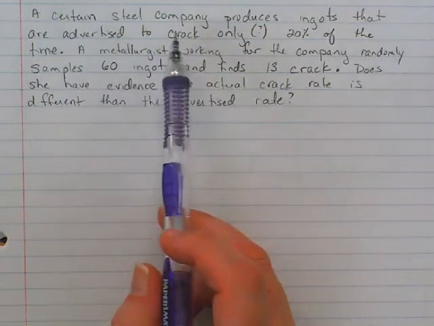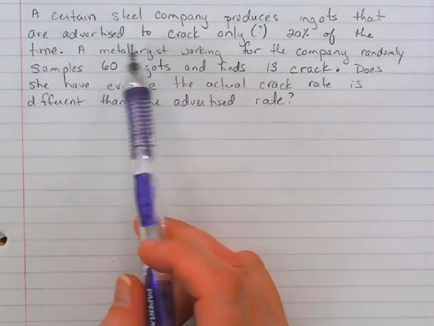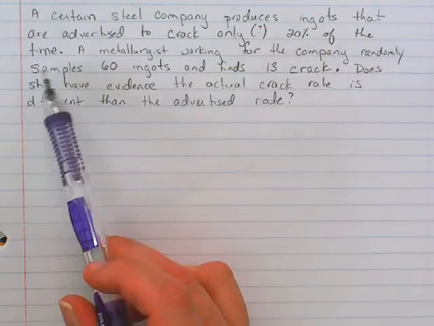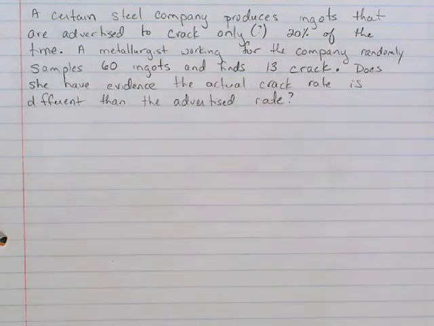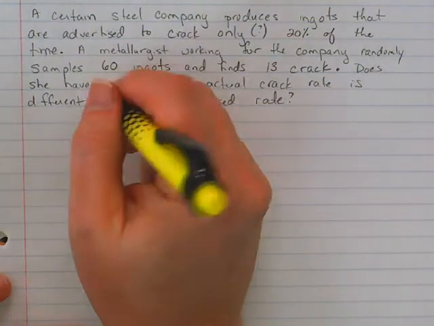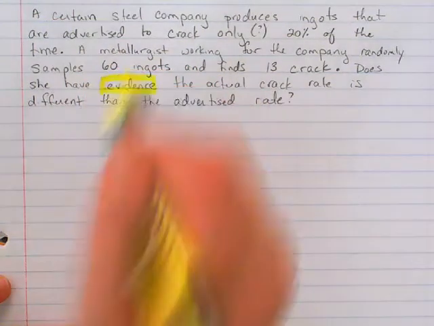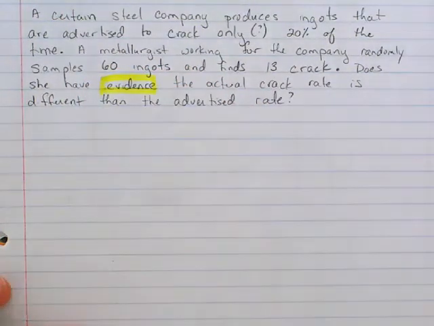A certain steel company produces ingots that are advertised to crack only 20% of the time. A metallurgist working for the company randomly samples 60 ingots and finds 13 cracked. Does she have evidence the actual crack rate is different than the advertised rate? The first word you need is evidence. Whenever you are asked, is there evidence, you know that you're going to do a hypothesis test.